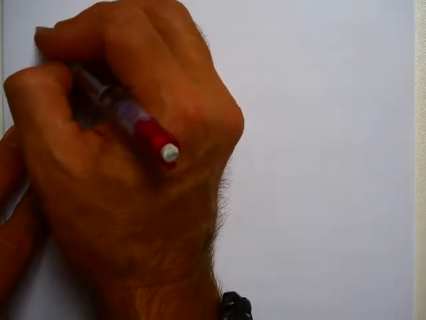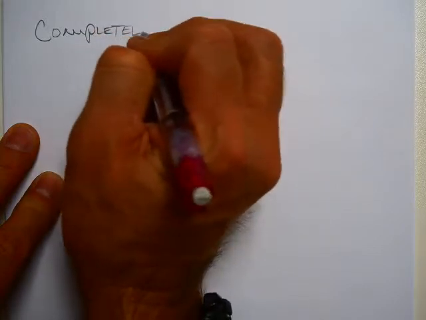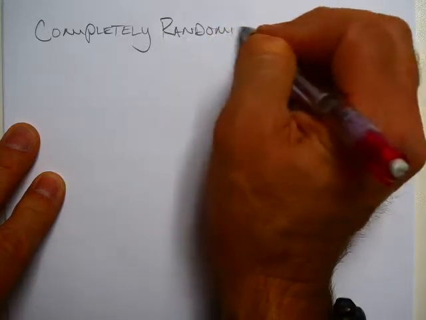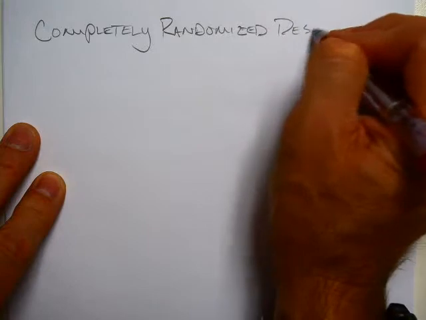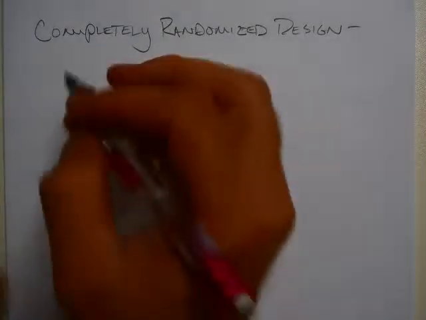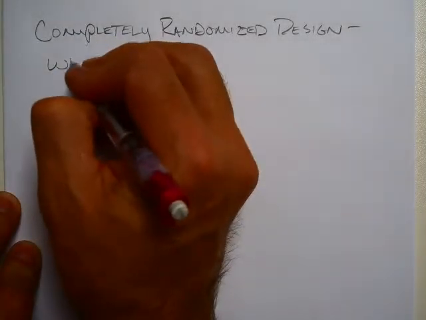Okay, completely randomized design. I'm going to talk about two design types. Completely randomized being one, which is, I think, reasonably self-descriptive. It says when all individuals are allocated at random among all treatments.